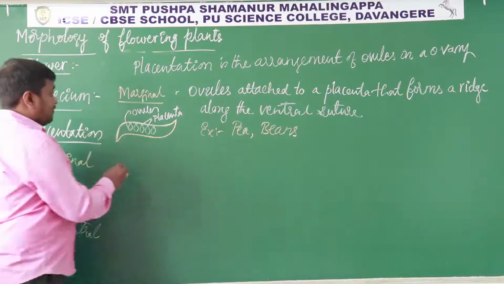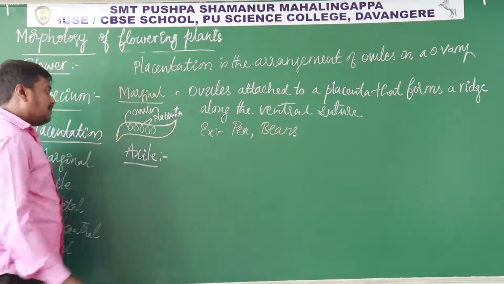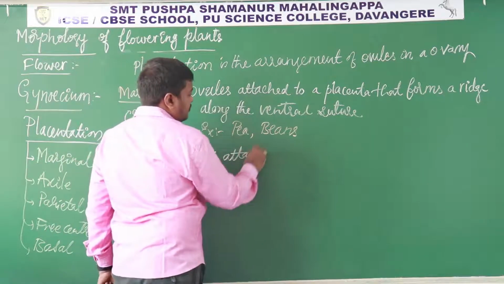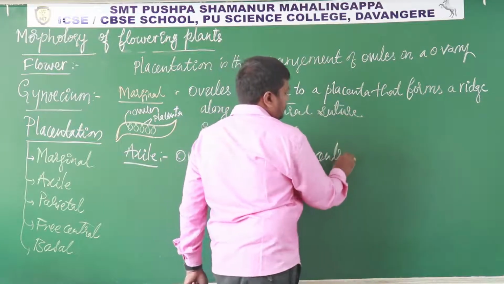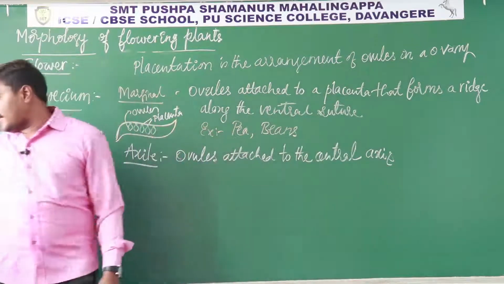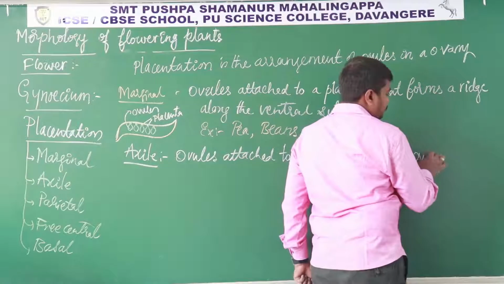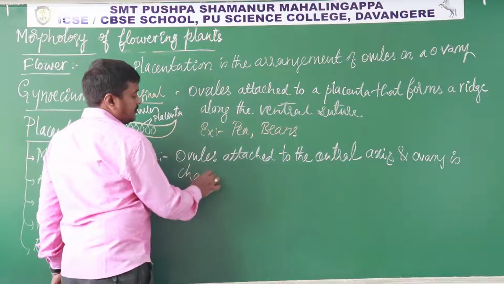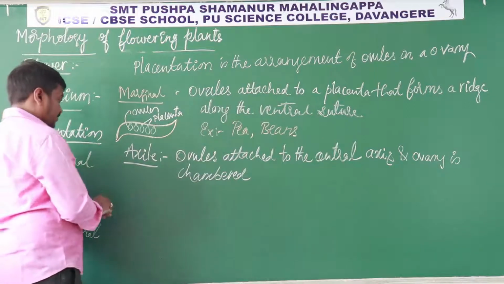Then come to the axial placentation. Axial placentation. So in axial placentation ovules are attached to the central axis. Ovules are attached to the central axis. Central axis ಗೆ ಅಟ್ಯಾಚ್ ಆಗಿರುತ್ತೆ. And ovary is chambered. Ovary is chambered. Okay, so ಹೇಗಿರುತ್ತೆ ಇದು?